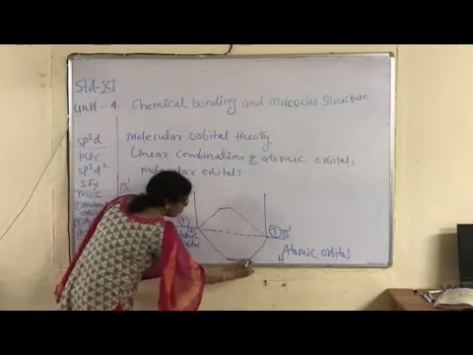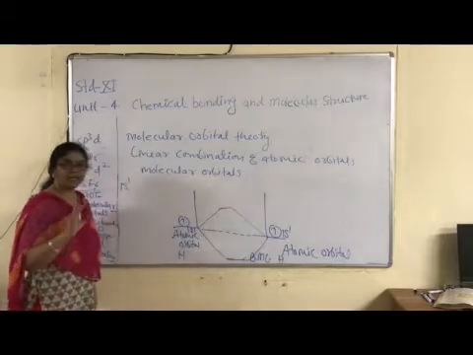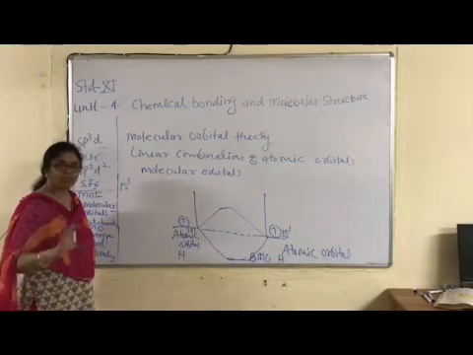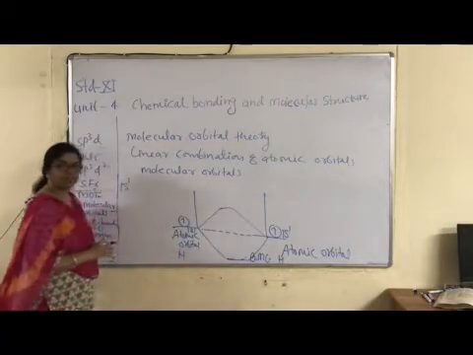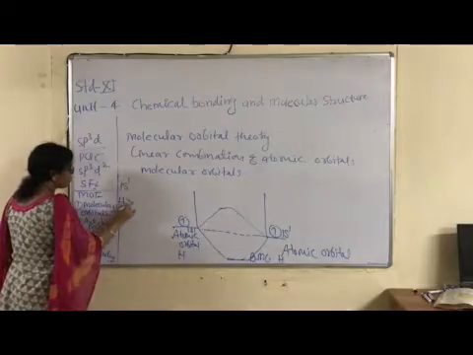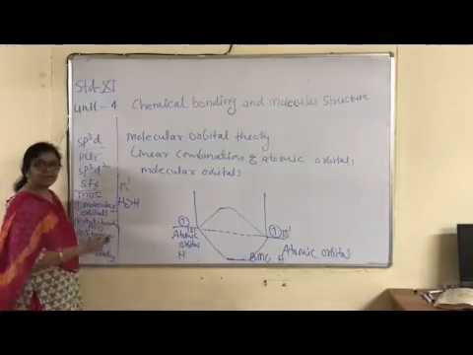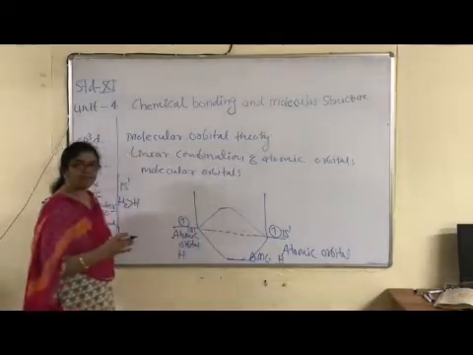The level of the bonding molecular orbitals, BMO, is slightly lower than the atomic orbitals, because molecules are more stable than atoms. H2 is more stable than H, and that is the reason. After overlapping between the two, in which manner?